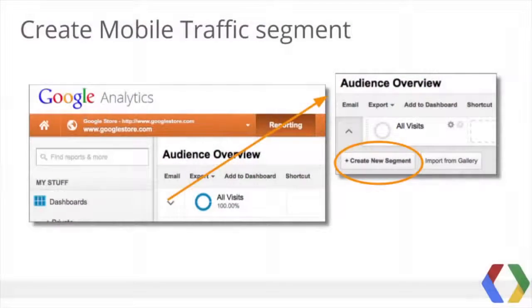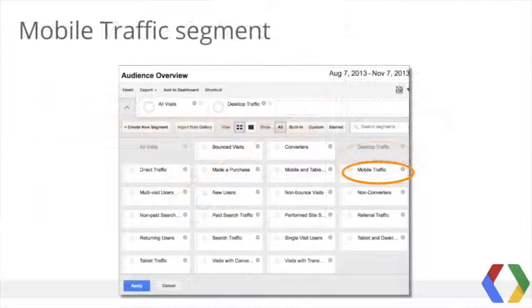To make things more concrete and to dive deeper into the data, I'll reference the e-commerce site, the Google Store, at www.googlestore.com in many of my examples. As for the data, let's begin in Google Analytics and create a mobile traffic segment. Start with Create New Segment. Then select the Mobile Traffic preset.